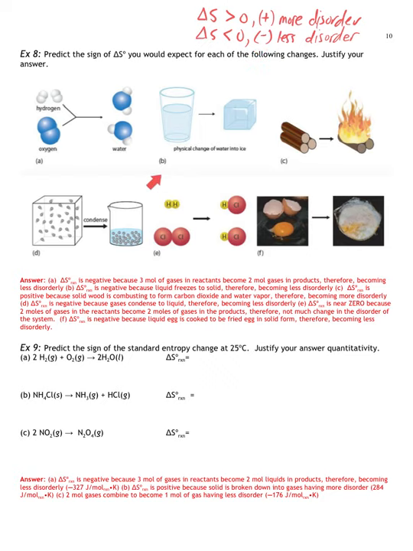In B, I see liquid water turning into ice. So you're going from a liquid, which is a more disorderly state, to a less disorderly state, which is a solid. So that means your delta S is going to be negative once again, because there's less disorder here than here. There's more. So when you subtract, you're going to get a negative value.